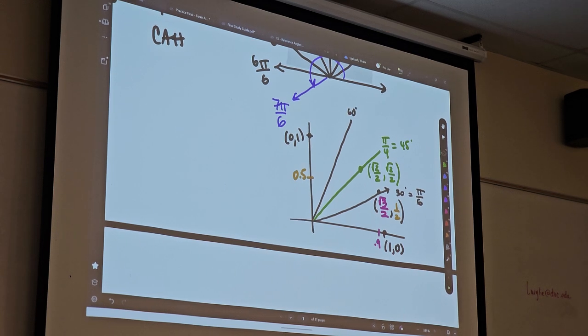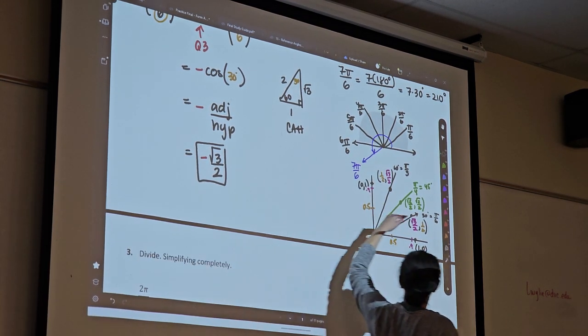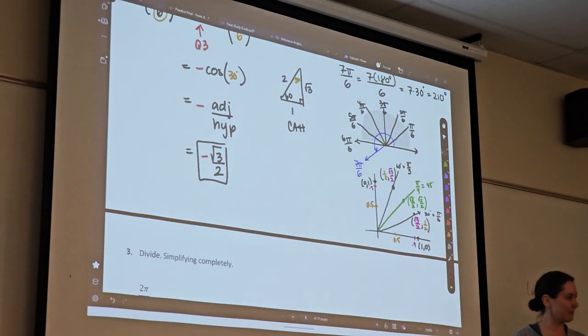This is your 60 degrees, pi over 3, 180 divided by 3, halfway. x is a half, and y is root 3 over 2, up here, 0.9. And then use your unit circle definition. Cosine is the x coordinate on the unit circle. 30 degrees, x coordinate is root 3 over 2. Done. Make my answer negative.